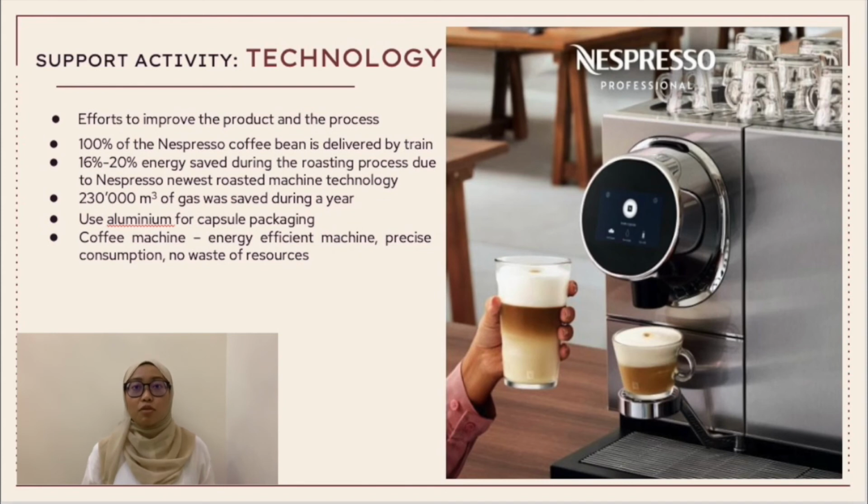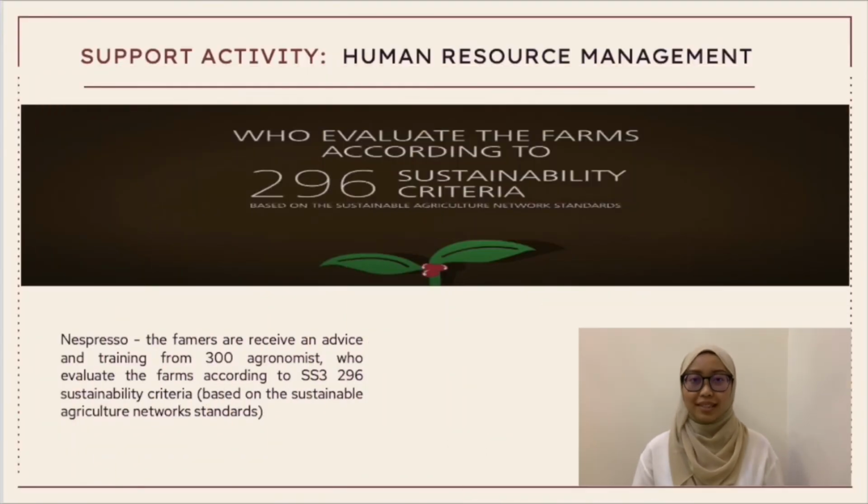Next, for their capsule packaging, Nespresso also uses aluminium in order to protect the quality of the aroma of their coffee from the light, humidity, and oxygen. Besides, it is also recyclable. It is a green technology packaging. Last but not least, the Nespresso coffee machine is an energy efficient machine with precise consumption and no waste of resources. Thirdly, the support activity is human resource management.